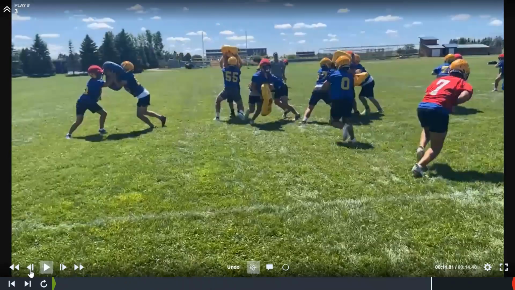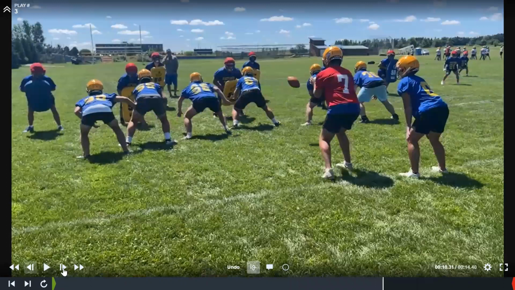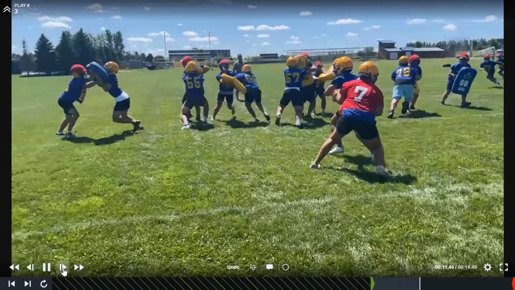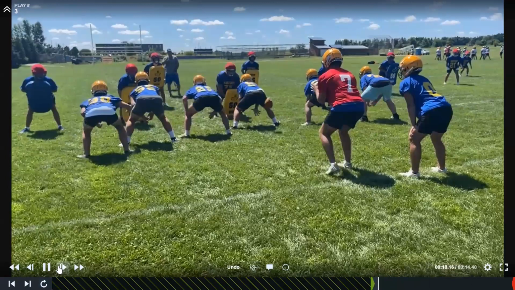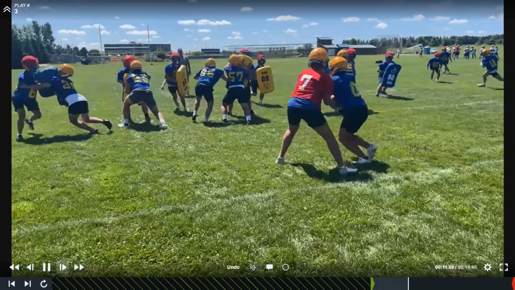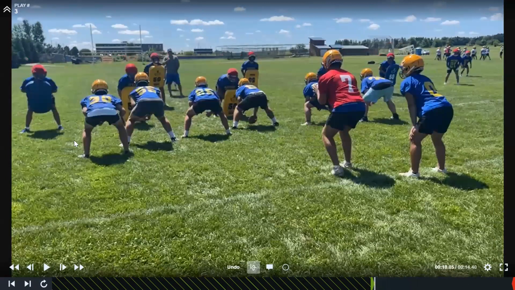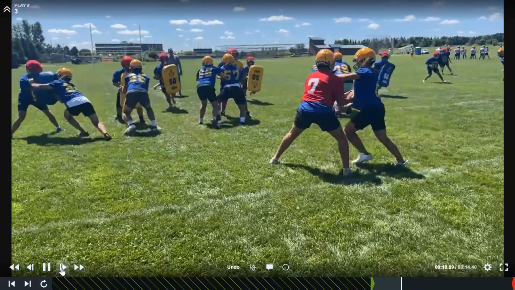So this one, I believe, is sweep as well. Okay, so we have our drive block from the H, driving him out. He should step with the play side foot first, before he steps with that foot. But he's driving that guy out.